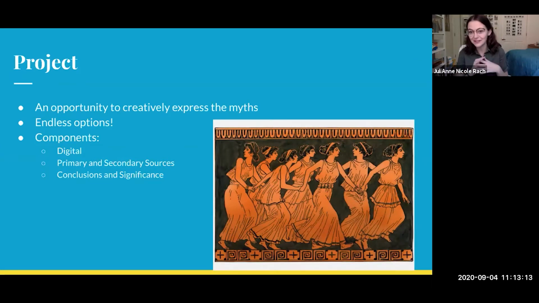There are really a bunch of endless options that you can choose, but we do ask that you have some sort of digital component, and we have more information on that in a slide or two. The main thing for the project is the digital component, the creative thing where you get to let your creativity run wild and create what you want. But we also want to see how you engaged with primary and secondary sources, and then a little conclusion about your project and what it was like to work with the sources.